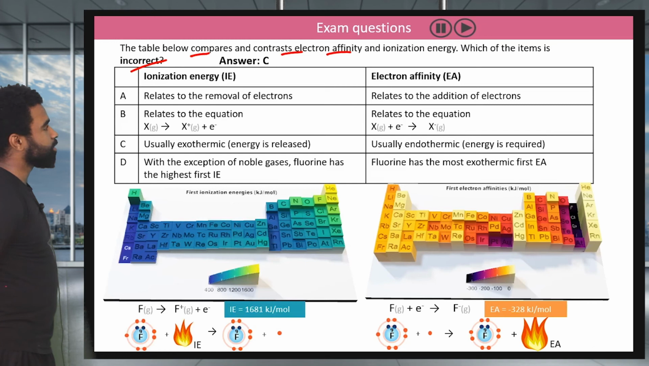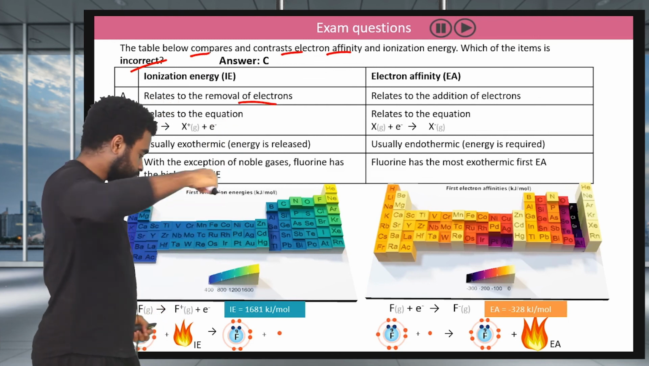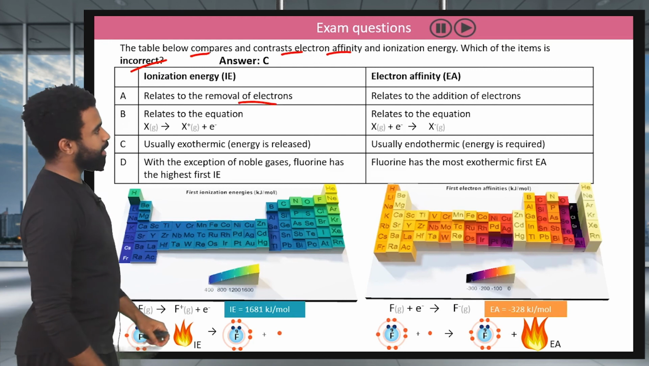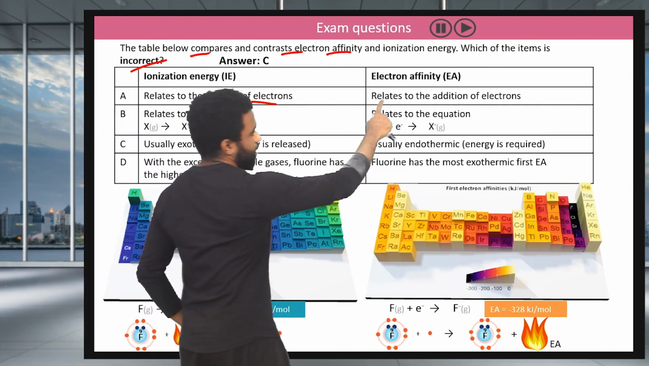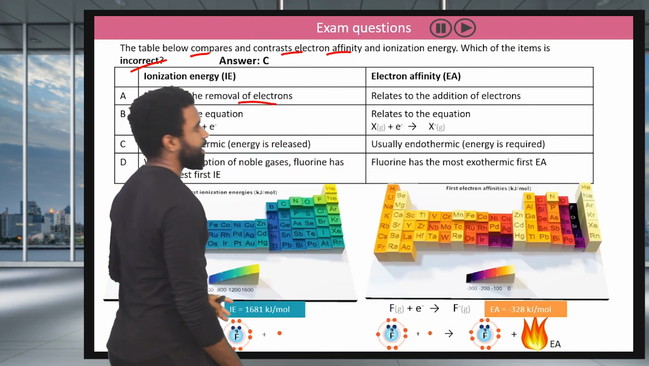So C is the only incorrect one. All the others are correct. Let's look at them very briefly. The IE we know relates to electron removal, right? Here we're removing an electron from fluorine to form a fluorine cation. And this relates to electron addition. So we're adding an electron to fluorine to form a fluorine anion.